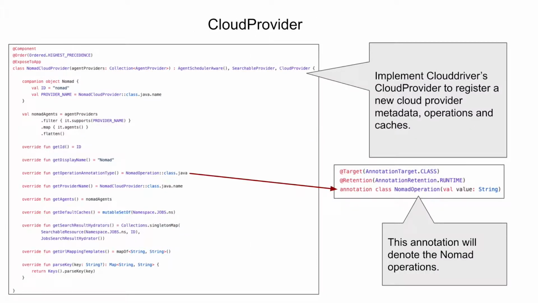The cloud provider interface in Clouddriver is the main entry point for defining a new cloud provider. You implement this to provide the metadata about your cloud provider, and this includes an annotation that we're going to use to annotate all of our operations, and it provides the caching agents. We'll talk more about these in a moment.